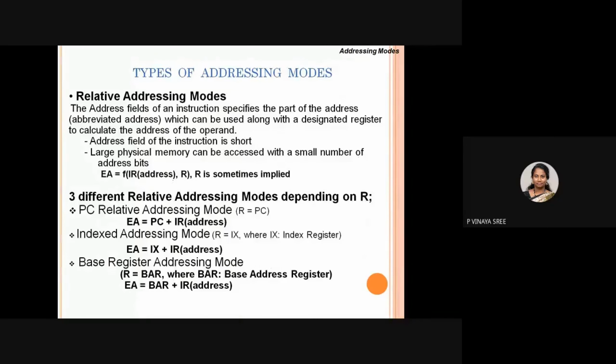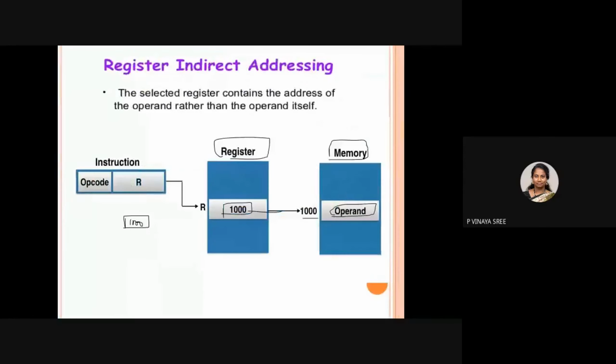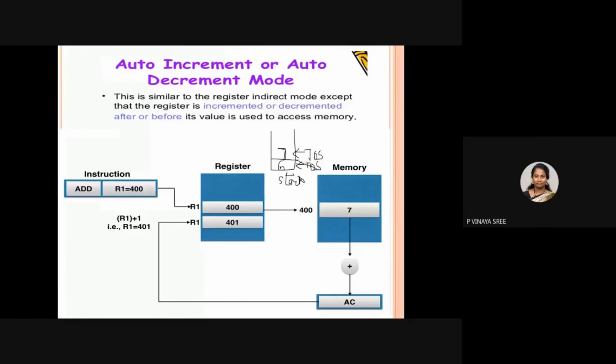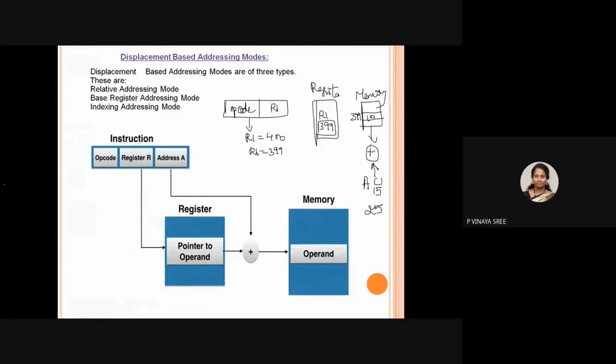Now let me concentrate on relative addressing modes. We have done with register addressing mode, register indirect addressing mode, auto increment and auto decrement mode. Next, we need to concentrate on displacement based addressing modes. There are three main modes that we have in displacement based addressing modes. What are those three? First one is relative addressing mode, then base register addressing mode, and index addressing mode.